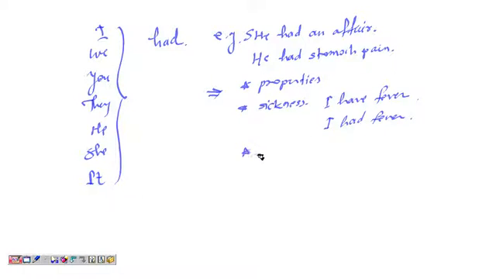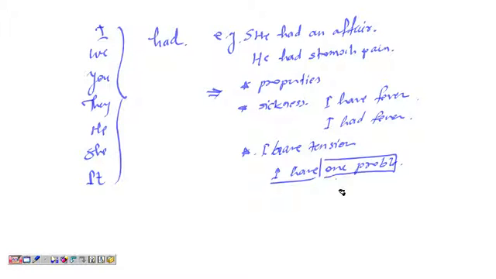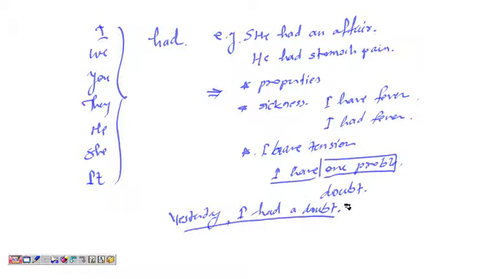Okay, you can also talk about a mental state, like I have tension, I have one problem. So I have one problem in my mind, isn't it? Okay, I have doubt, मुझे doubt है. So this way, yesterday I had a doubt. Yesterday I had a doubt, and therefore I raised my hand, but teacher scolded me, isn't it?